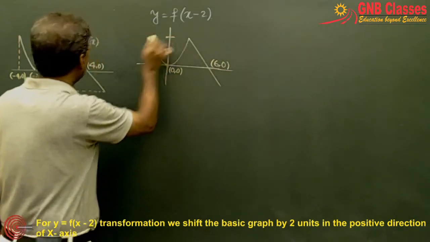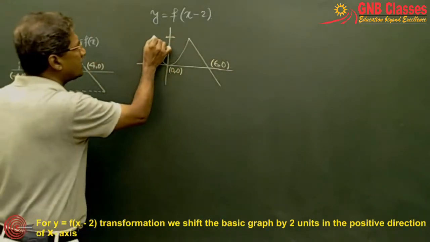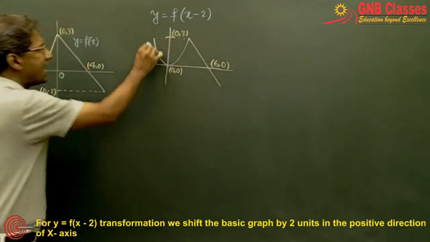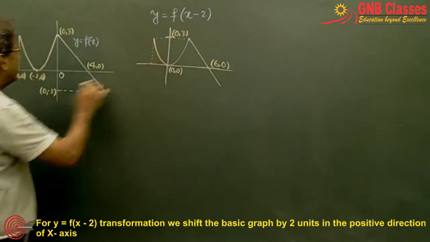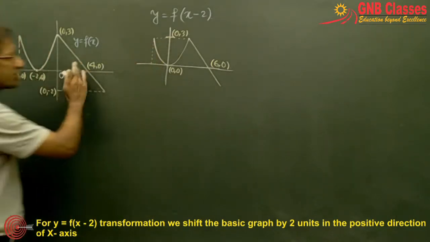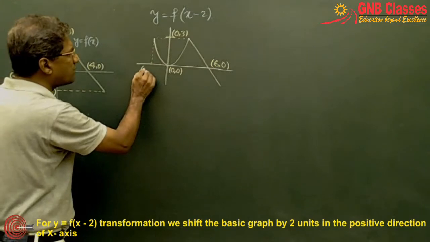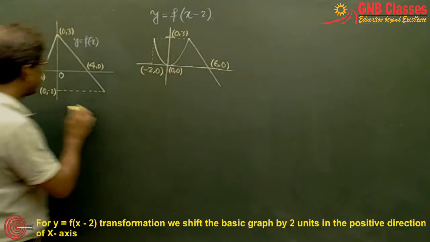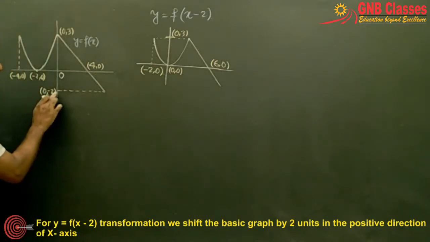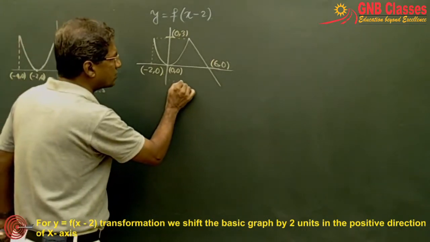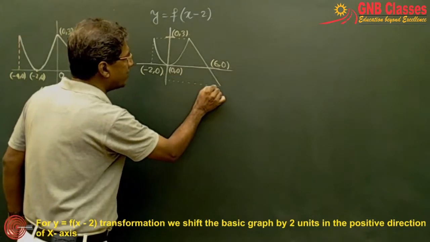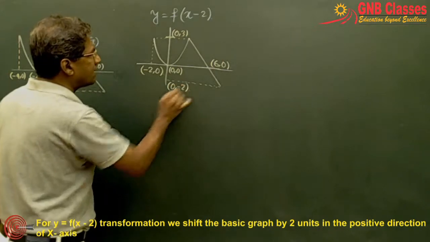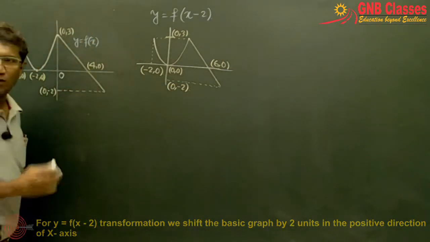This point is nothing but (0, 3), which will not change, right? This is (0, 3). And you observe, this was your (minus 4, 0). Since you have shifted 2 units, this point will now be (minus 2, 0). Is it clear? Again, this is (0, minus 2). This length will also not change, right? This point will also be (0, minus 2) even after the transformation.